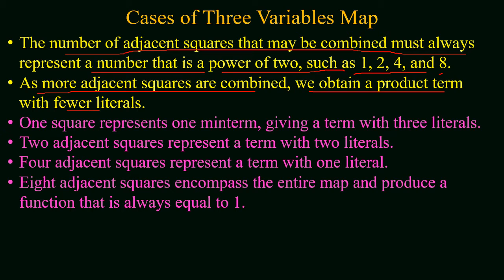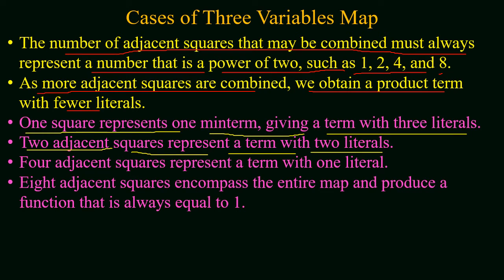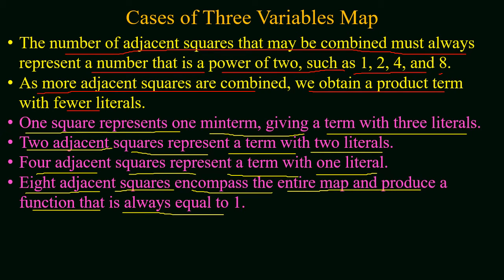Like if we have a 1 square term, this represents 1 minterm with 3 literals. Or if we make a group of 2 adjacent squares, the term will represent 2 literals. And if we make a group of 4 adjacent squares, then the simplified term will consist of 1 literal. Or if we make a group of 8 adjacent squares, the entire kmap, then this will produce a function which will always be equal to 1.